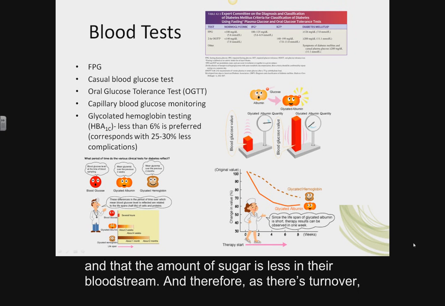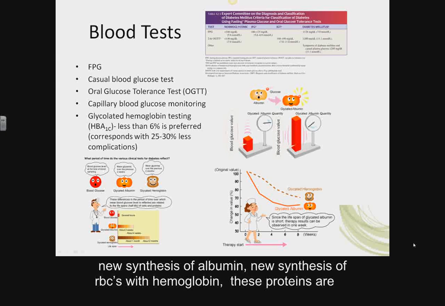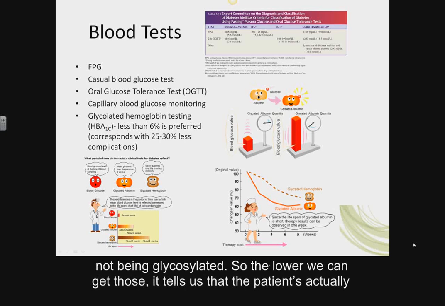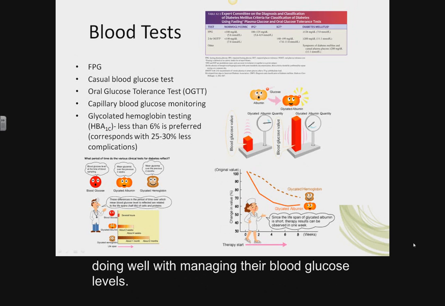And therefore, as there is turnover, new synthesis of albumin, new synthesis of hemoglobins in the red blood cells, in these patients the proteins are not being glycosylated. So the lower we can get those, it tells us that the patient's actually doing well with managing their blood glucose levels.